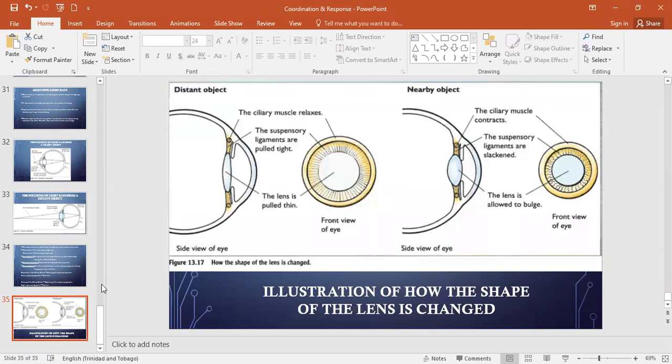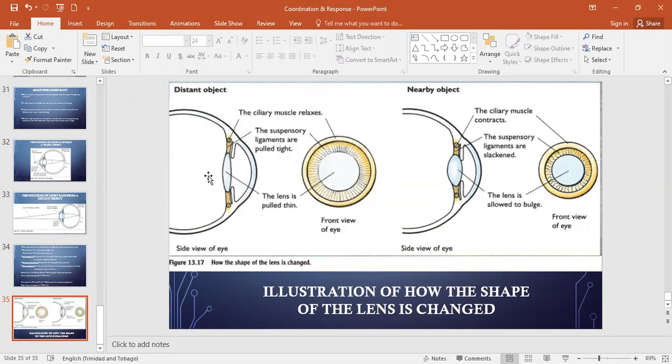Right, so this is how it looks. Okay, when your ciliary muscle relaxes, again, your suspensory ligaments are pulled tight. Your suspensory ligaments are here, and this is where your ciliary muscles would be found. So if you ever had to label it on a diagram, this is where it would be. When it relaxes, this lens here is pulled thinner, and not much bending of the light will be done.